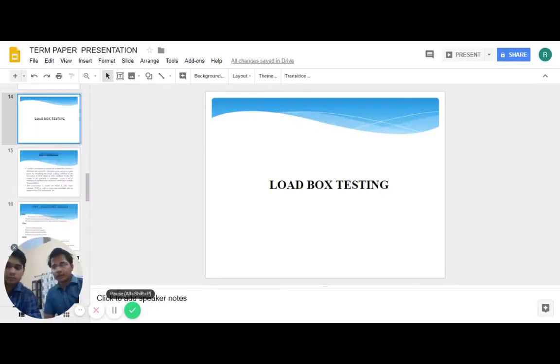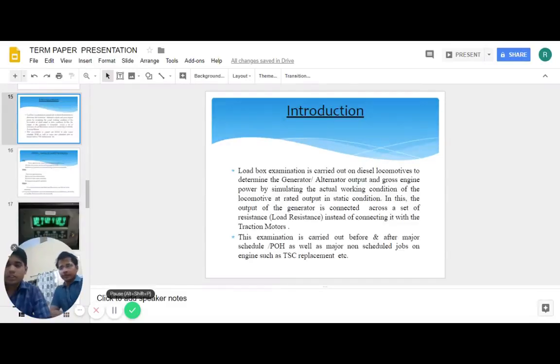Coming to the process of load box testing, a very well-known test in Indian Railways. So, what is load box testing? Is it an art or is it a science? It is a very famous question, and it is often said that art without engineering is dreaming, and engineering without art is merely calculating. Let me introduce you to the load box testing.